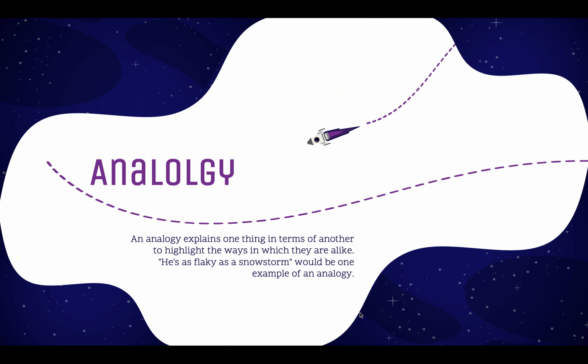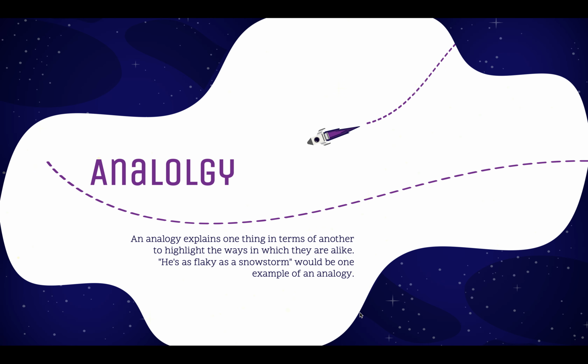An analogy explains one thing in terms of another to sort of highlight the ways in which they are alike. So, for example, if you were to say he's as flaky as a snowstorm, your listener or your reader would understand that it's not just that this person is a little bit flaky. He's significantly flaky, because snowstorms don't just have one or two or a few snowflakes. They have a lot of snowflakes.